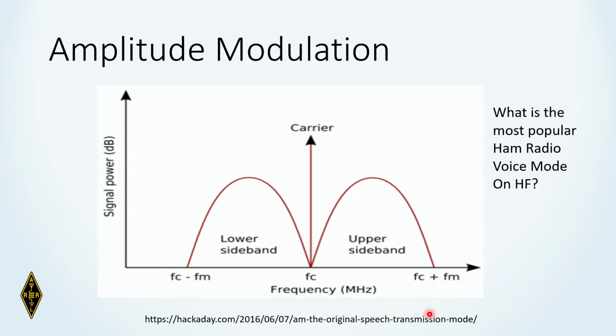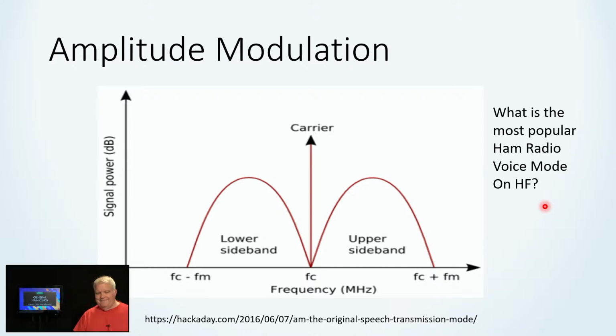So what is the most popular ham radio voice mode on HF? Is it AM? It is not. It's single sideband. Single sideband transmits just either the upper sideband or the lower sideband, depending on where you are. We'll talk more about that here in a second. So that's amplitude modulation.